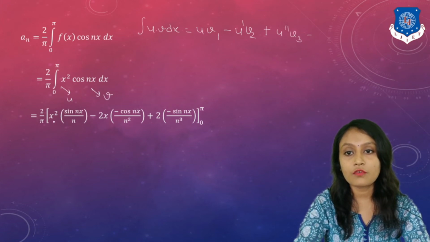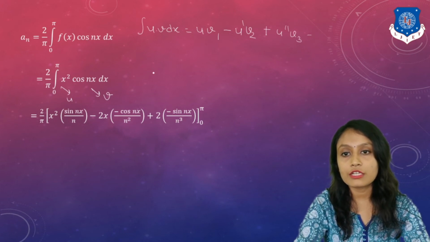So integration of cos nx is what? Sin nx upon n. Minus, here we have u dash, so derivative of u, so derivative of x square is 2x, into v2, which means we have to integrate this term. On integration you will get minus cos nx. 1n is already present, so it will become n square.